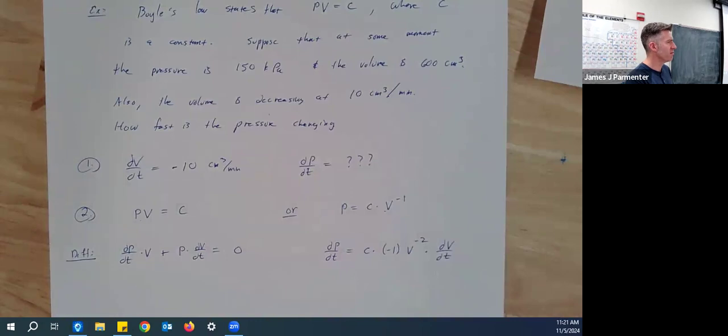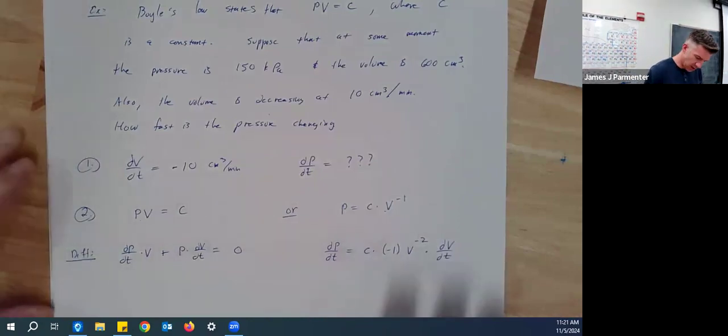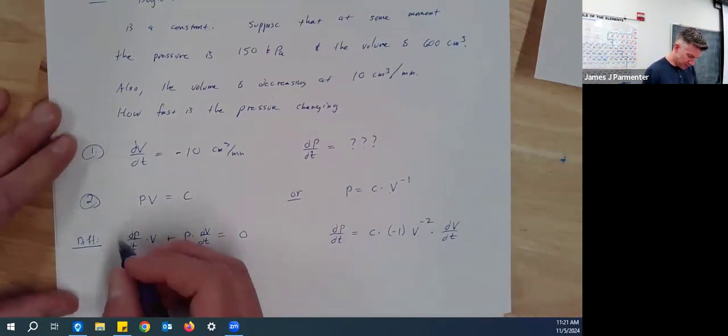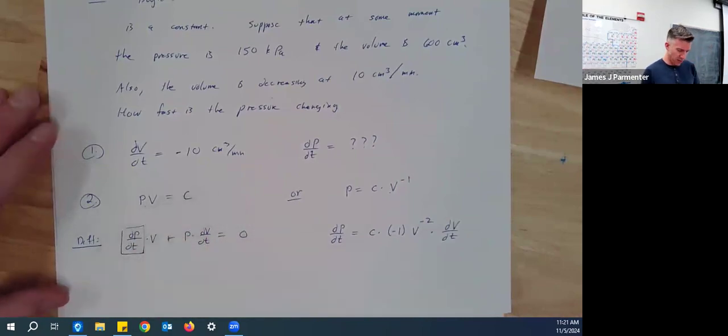Seems very different. I'm curious if we're going to end up with the same thing or not. Let's find out. So here I'm trying to solve for dP/dt. I'm going to plug in everything I know.